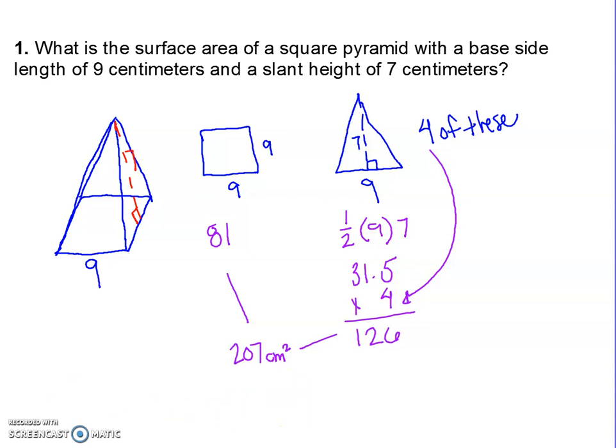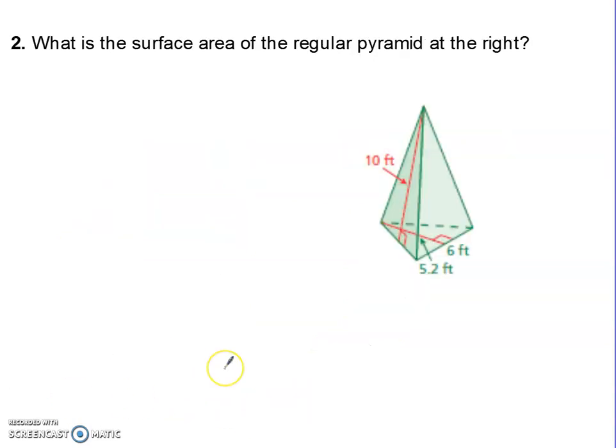All right, one more. Let's look at this one. It says, what is the surface area of the regular pyramid? This pyramid has 2 triangles. Right? It has a triangular base. It also has triangular lateral faces. Try this one out.